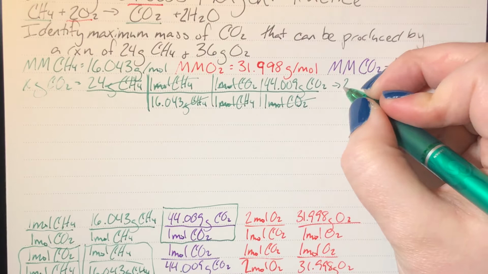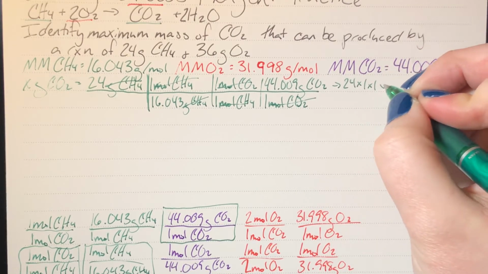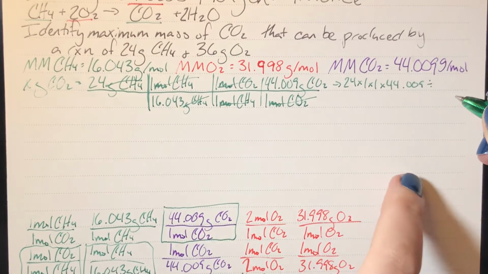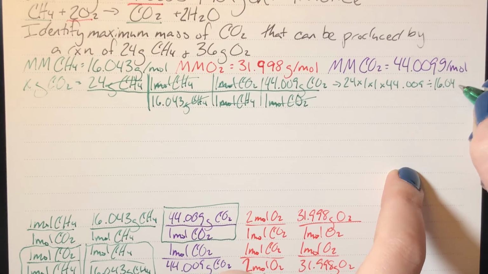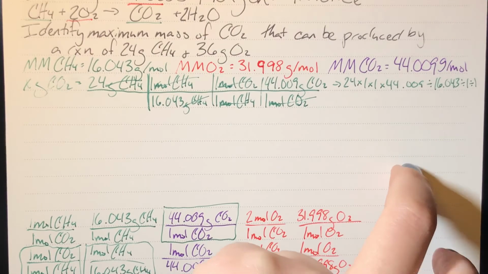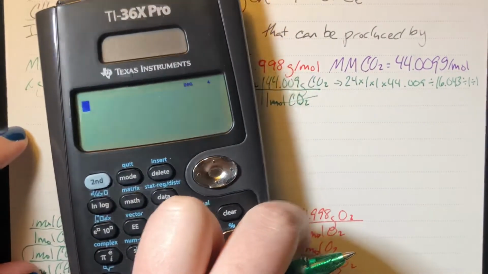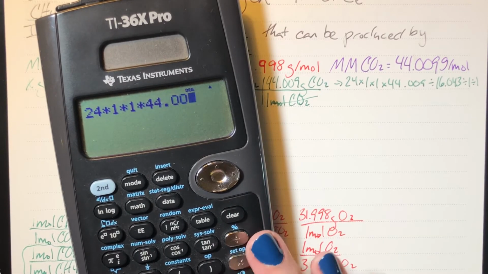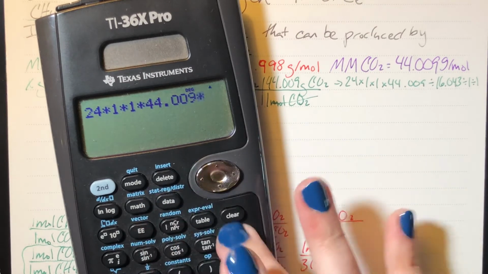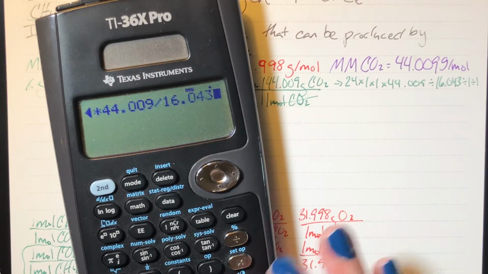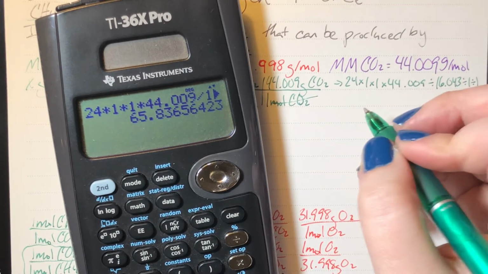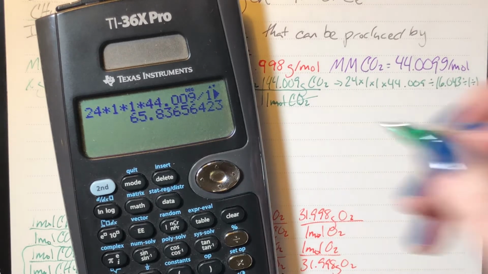So that means I will have 24 times 1 times 1 times 44.009 divided by 16.043, 1, and 1. Just barely had enough room for that there. And now I'm going to go ahead and plug it into the calculator. So 24 times 1 times 1 times 44.009 divided by 16.043 divided by 1 divided by 1. Now I know these ones don't actually change anything, but I went ahead and did them anyway just for fun.